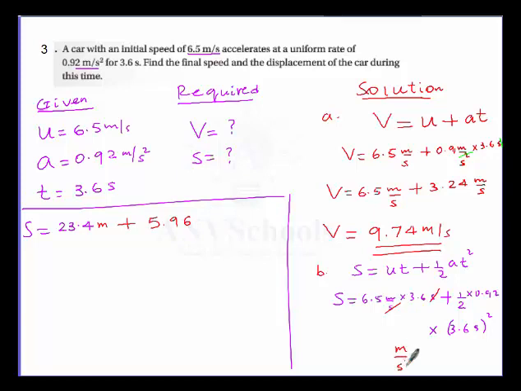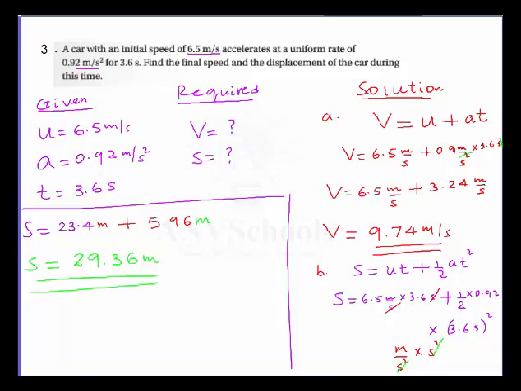Here I have meter per second square, the value of acceleration, multiplied by second square, which is t, so this second square will cancel by second square. Finally I will have meters. So the total distance traveled is equal to 6 plus 23.4, which is equal to 29.36 meters. This is the total distance traveled by the car during this time.